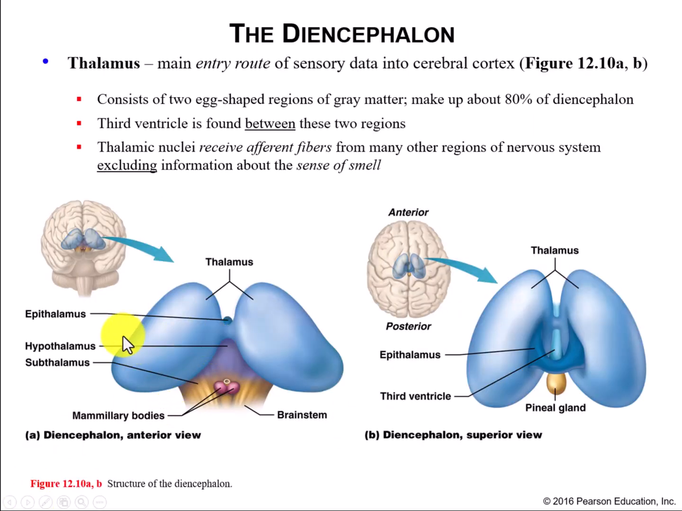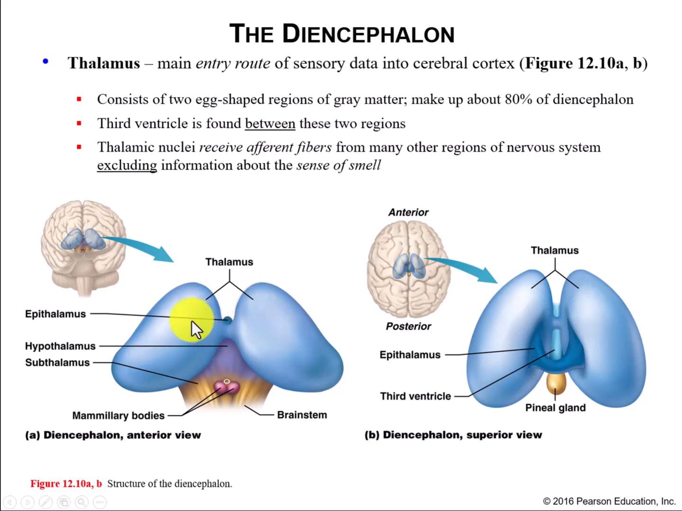And so here you can see both lobes of the thalamus and how they are situated within the cerebellum. Two egg-shaped regions of gray matter make up 80% of the diencephalon. The third ventricle is found between them, and they have the afferent fibers from many other areas of our nervous system. Remember, I told you the thalamus is our gatekeeper.